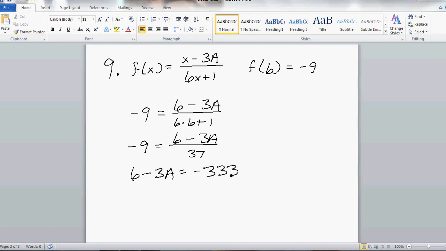333. Subtract 6 from both sides: negative 3a equals negative 339, and divide both sides by negative 3 so that a equals a positive 113.